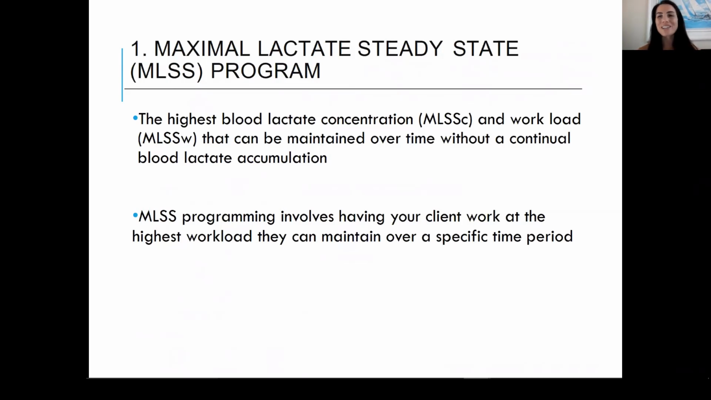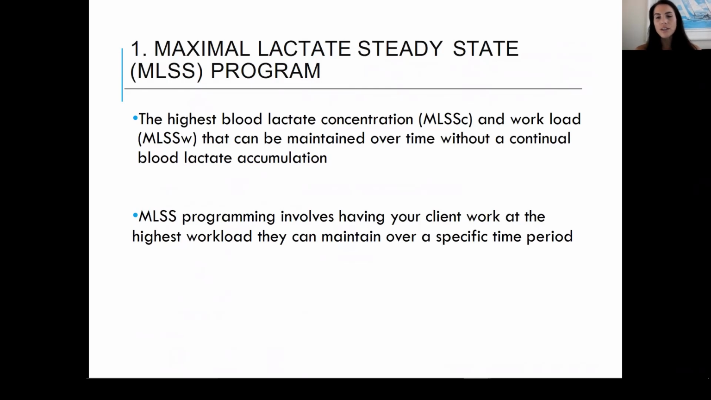So obviously we aren't going to be taking someone's blood from their finger and measuring their blood lactate in the field, right? You might do this in exercise physiology, you might do this in a research setting, but you typically don't do this with your average client, okay? For many reasons, okay? So what do you want to do with this in regards to actually programming?